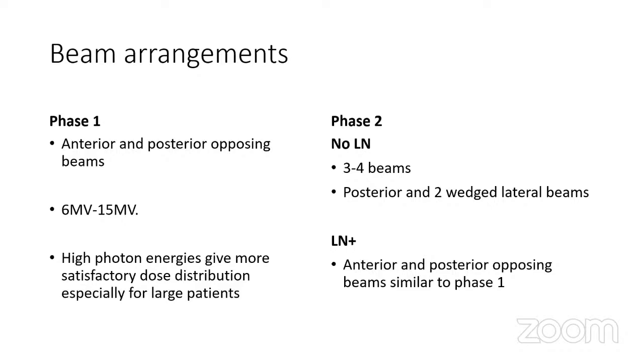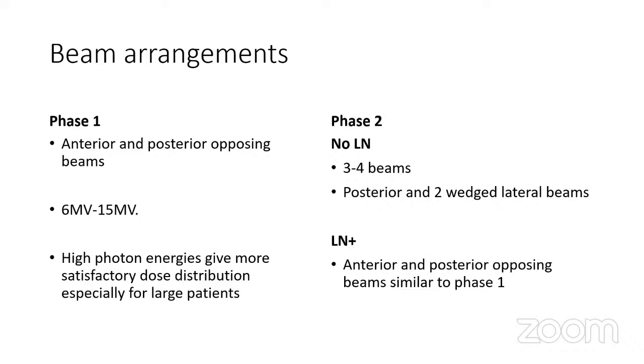Especially if it's a bulky patient, go for a higher photon energy like 15 MV, which would give a satisfactory dose distribution. So in phase two, if no lymph nodes are there, then we go for 3 fields, which includes a single posterior and then 2 laterals, or a single posterior and then 2 posterior obliques, or a 4 beams.